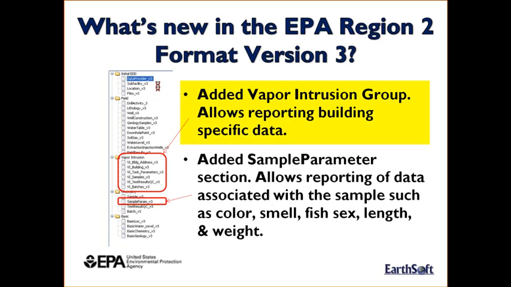The vapor intrusion section has, at the top, a couple of sections that say building address and building. That allows you to track the metadata that goes along with the sampling information, all the metadata about the building, how thick the slab is, that type of information.